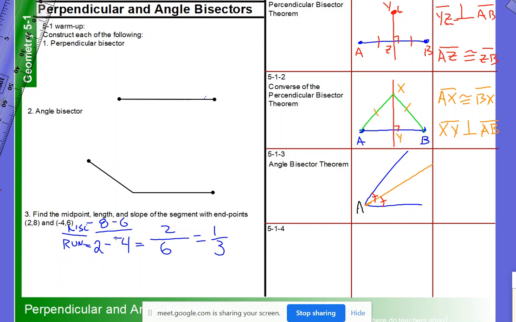And just for the sake of labeling, let's go with point A, and let's call this point here X, this point here Y, and this point here Z. So what the angle bisector theorem is saying is that if we have these lines that are meeting at a perpendicular angle, we know that YZ is congruent to XY.